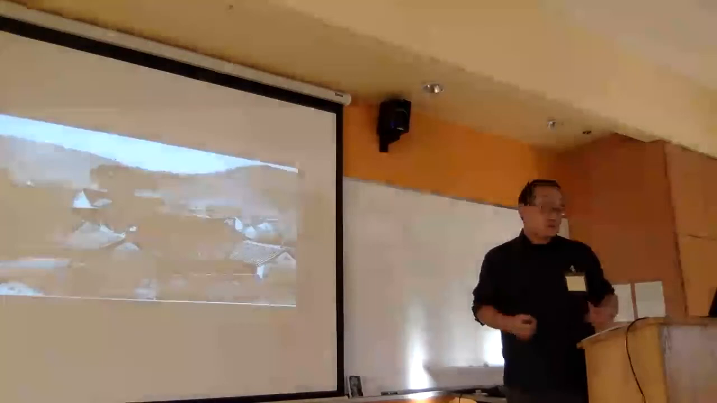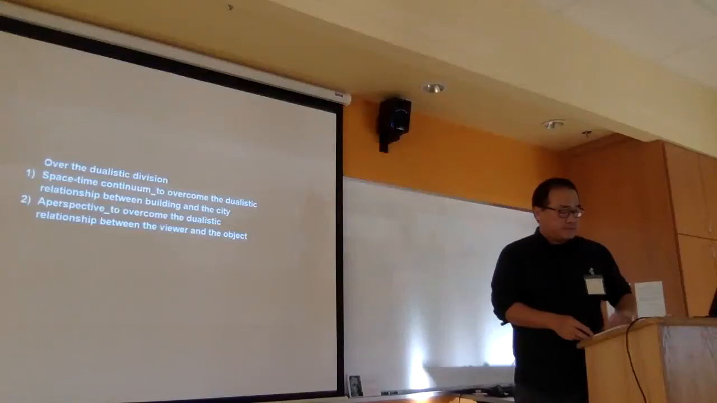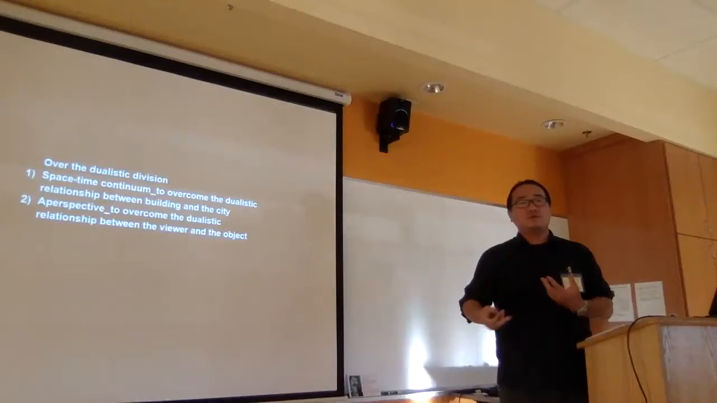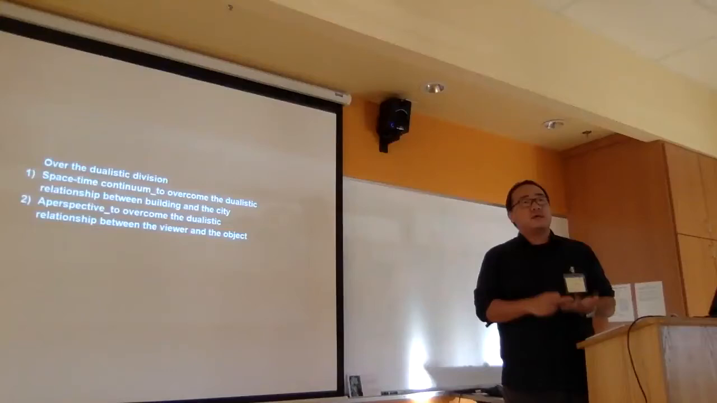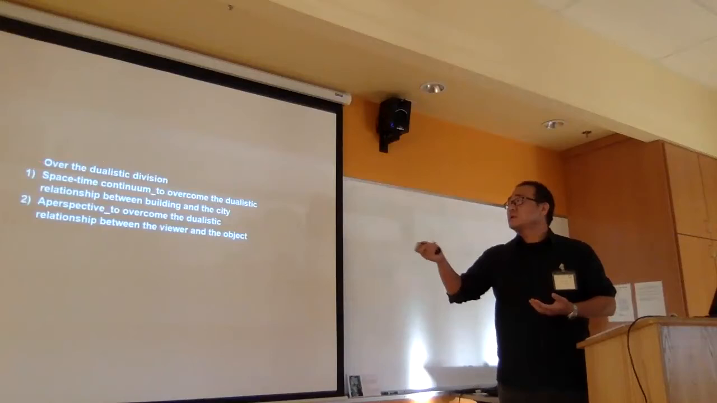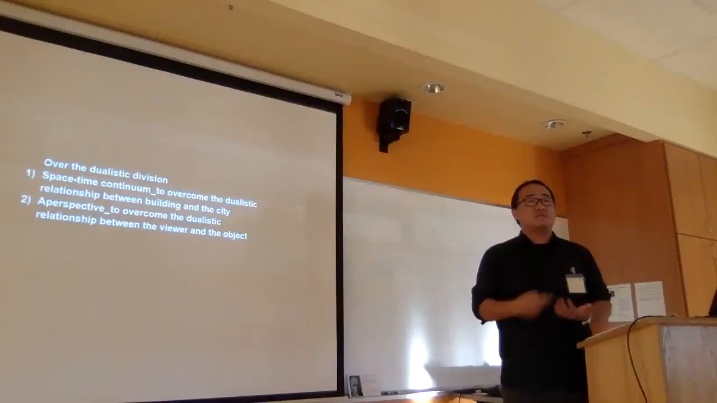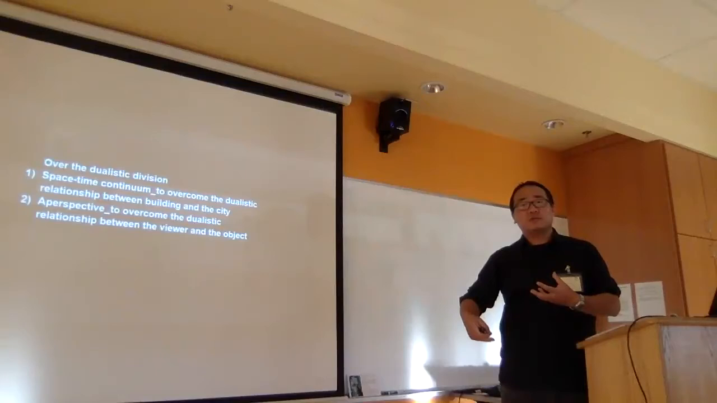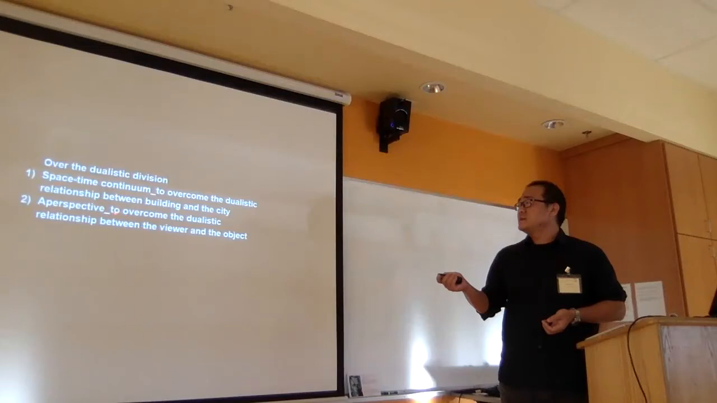So I'm going to show one of Han Shiru's designs to demonstrate his endeavors to produce an aperspectival space. If we want to introduce an aperspectival consciousness, that means we want to produce an integral kind of spatial perception, which means they have to overcome the dualistic division between subject and object. And there are two ways, I think, very important for Sharon. The first one is to introduce the time dimension to the space, to make the space-time continuum, to overcome the dualistic relationship between building and the city, or between the building and nature. Also, to produce an aperspectival space, to overcome the dualistic relationship between the viewer and the object.